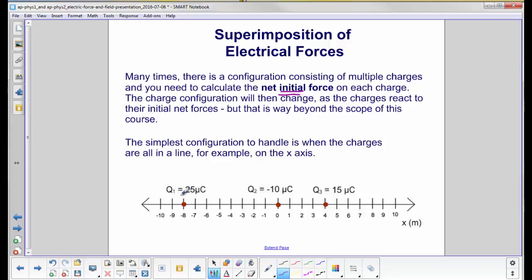So let's start with 3 charges in a line in one dimension. What we have here, we have one charge, negative 10 microcoulombs. Remember micro? That's 10 to the minus 6. Here we have a 15 microcoulomb charge, and over here a 25 microcoulomb charge.